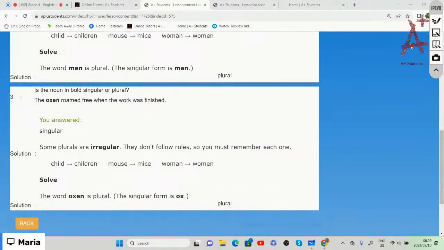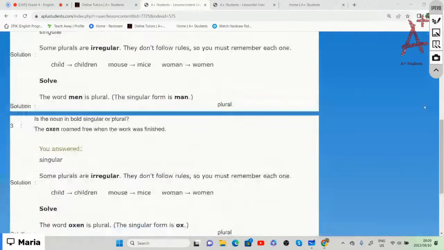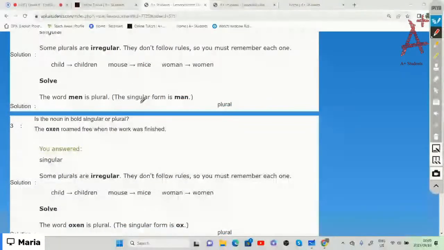Then we need to say if the word in bold is either singular or plural. The oxen roamed free when the work was finished. So oxen, right? The word oxen is plural, because we have one ox and we have more than one oxen.